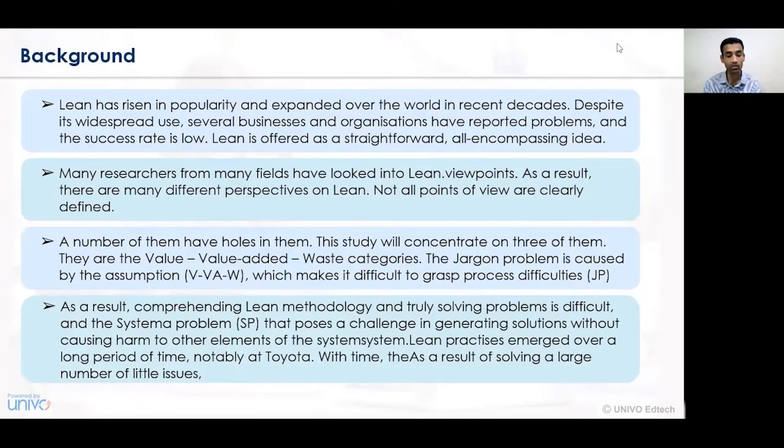It also possesses the challenge of generalizing a situation without causing harm to the other elements of the system. Systematic lean is important. Lean practices emerged over a long period of time, and notably at Toyota. As a result of solving a large number of little issues, lean management started to be accepted.